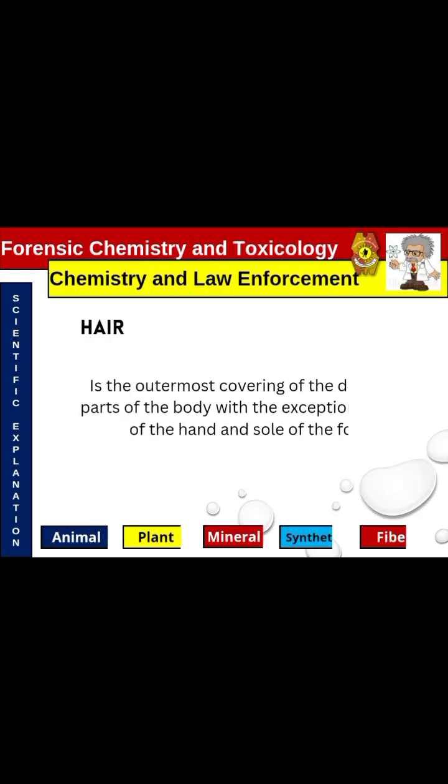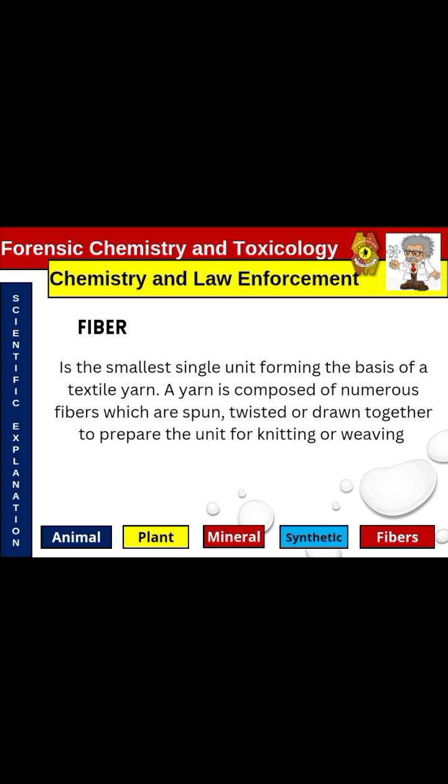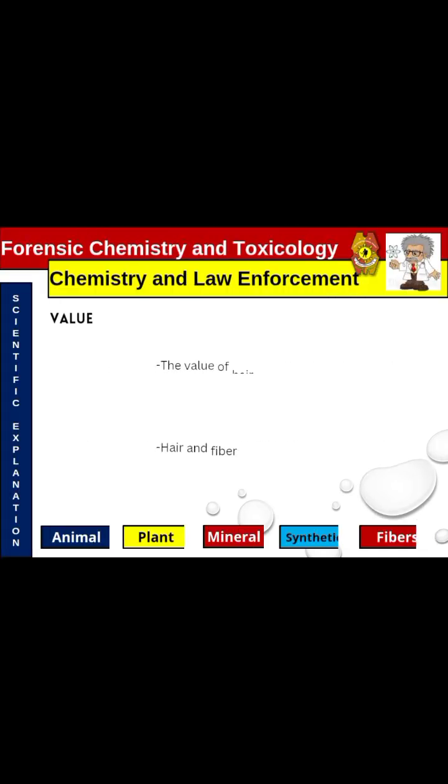Hair is the outermost covering of the different parts of the body, with the exception of the palm of the hand and the sole of the foot. Fiber is the smallest single unit forming the basis of a textile yarn. A yarn is composed of numerous fibers which are spun, twisted, or drawn together to prepare the unit for knitting or weaving.